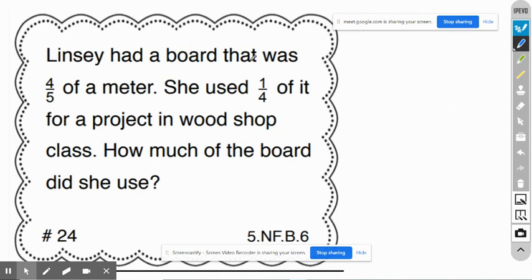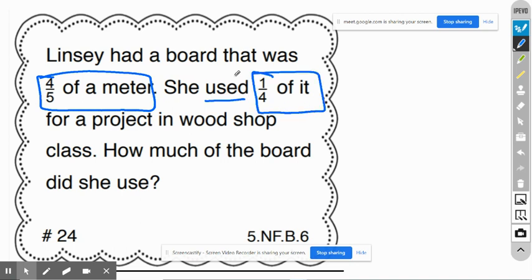Lindsay had a board that was, now I'm mixing up things. It could be adding, subtracting, multiplying, dividing, I don't know. So far it has been multiplying or subtracting. But Lindsay had a board that was 4/5 of a meter. She used 1/4 of it for a project in woodshop class. How much of the board did she use?